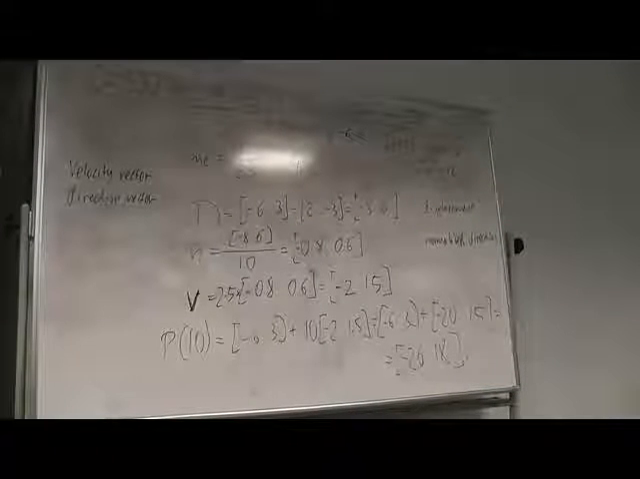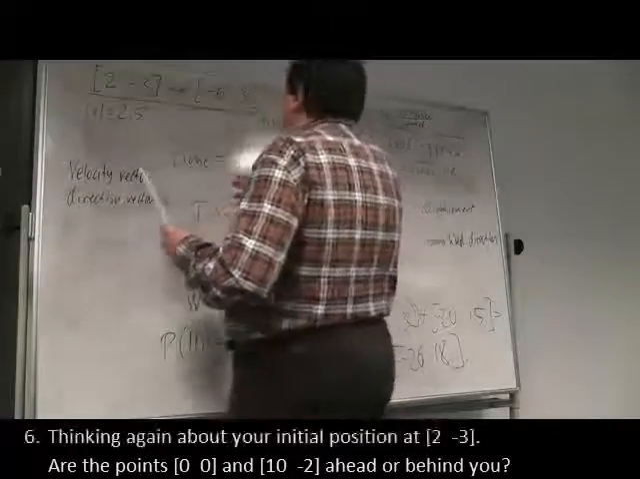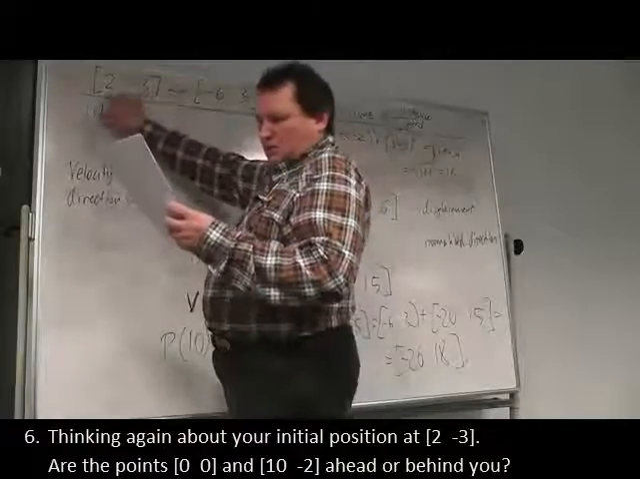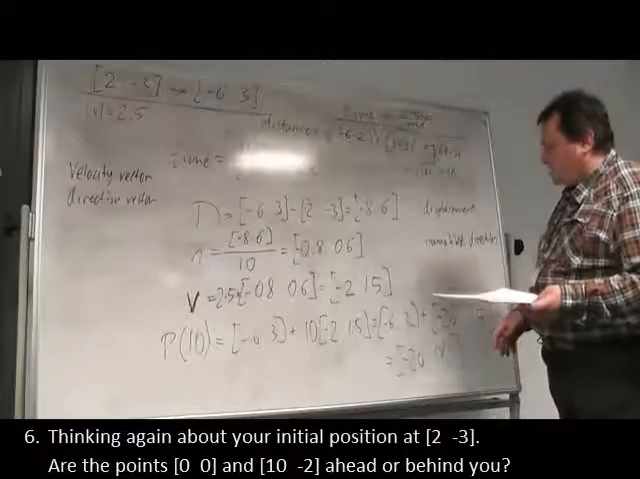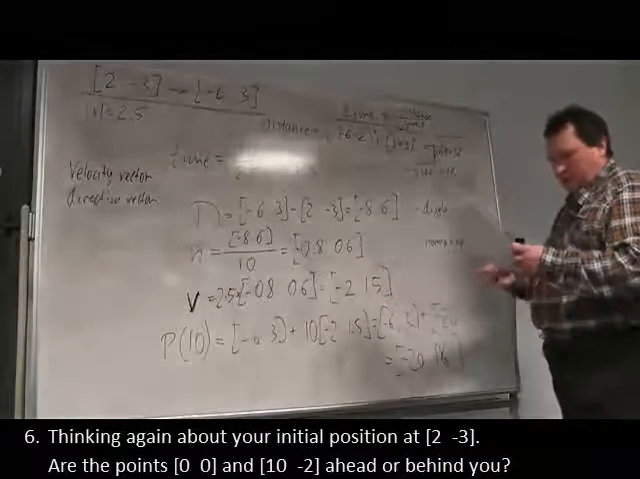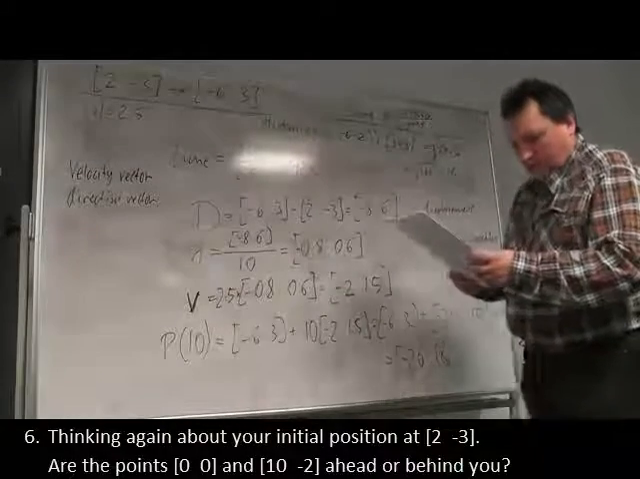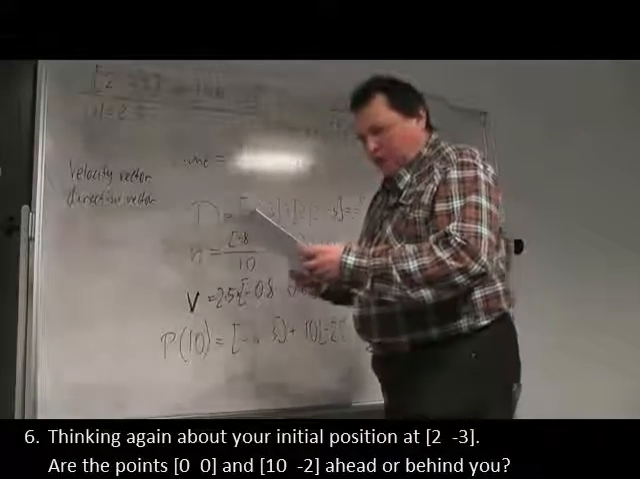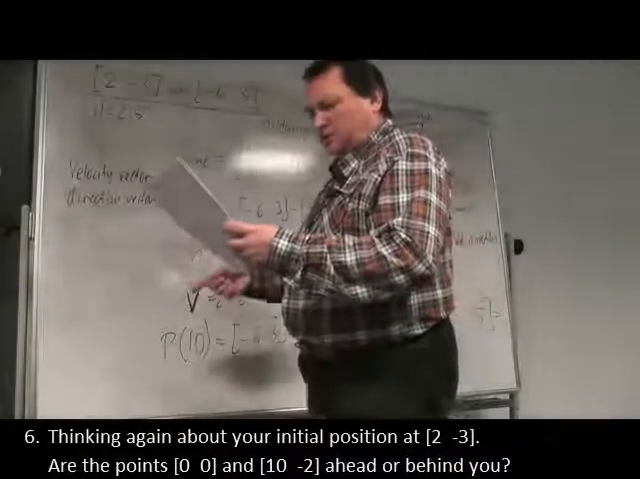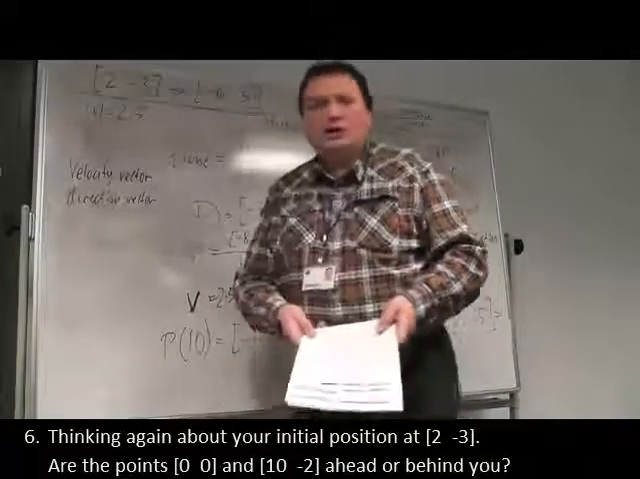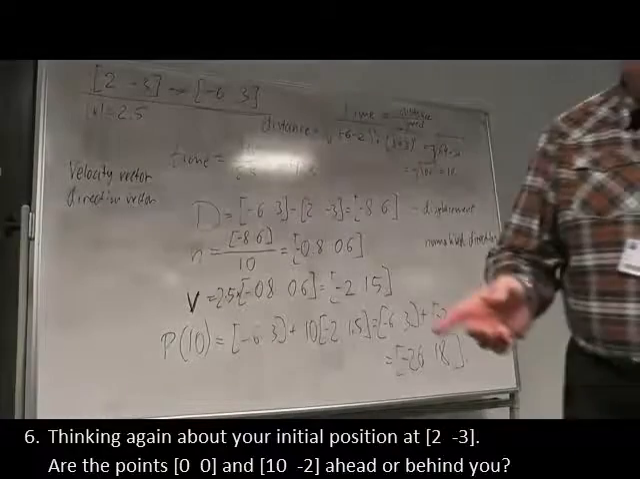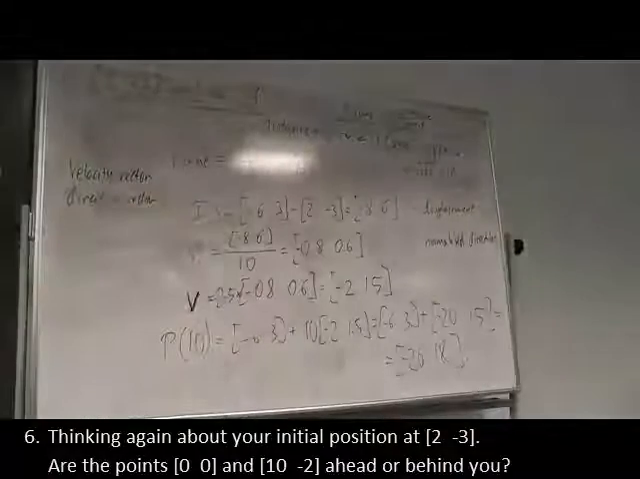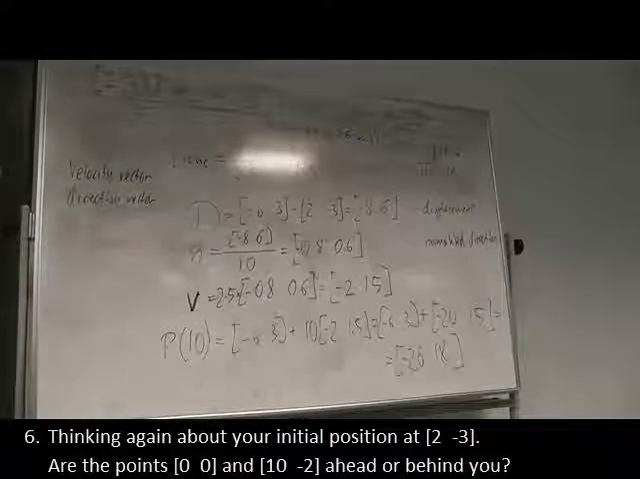The next question says, thinking again about your initial position 2, minus 3, this one, your velocity is as calculated in the previous questions. So we have this velocity here, and there is a main question, are the points 0, 0 and 10, minus 2 ahead or behind you? And another pair of points, question is, are they on the same or different sides of my route?